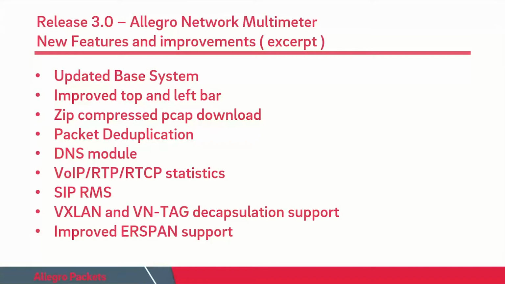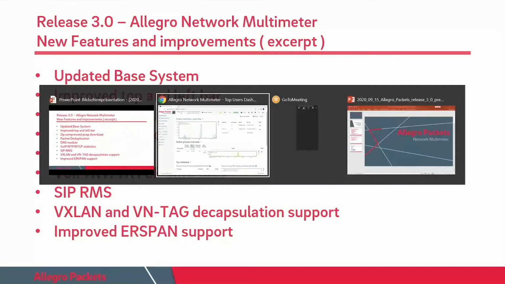The new base system, of course, requires a complete restart of the appliance, and the downgrade is not as easy as it was before. Today, if you would like to downgrade to 2.6, you have to do it via the boot menu. This was a very big step for us to really get all new libraries, which allows us to add a lot of new features to the Allegro.